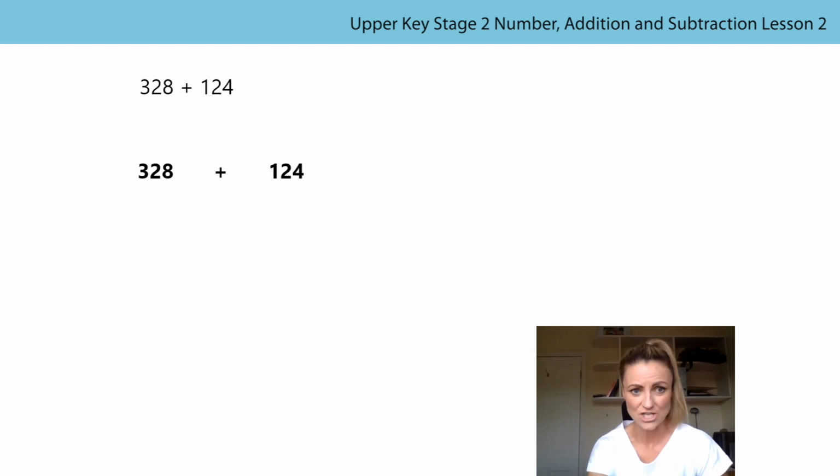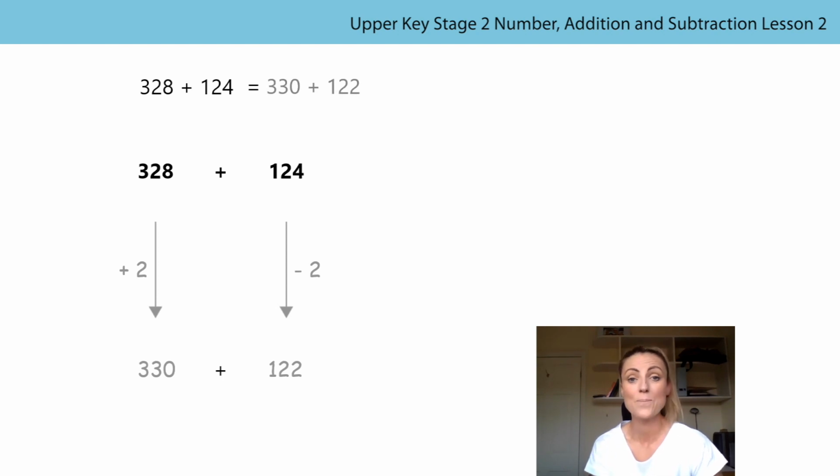So I need to decrease 124 by 2, I need to subtract 2. And our representation here shows that I'm adding 2 to one addend, and that makes it 330. And with my other addend, 124, I am going to subtract 2, and that's going to make it 122. So my redistributed calculation, my equivalent calculation, you can see that it's come at the top of the screen as well, is now 330 add 122. And that feels much easier to calculate mentally. Why?